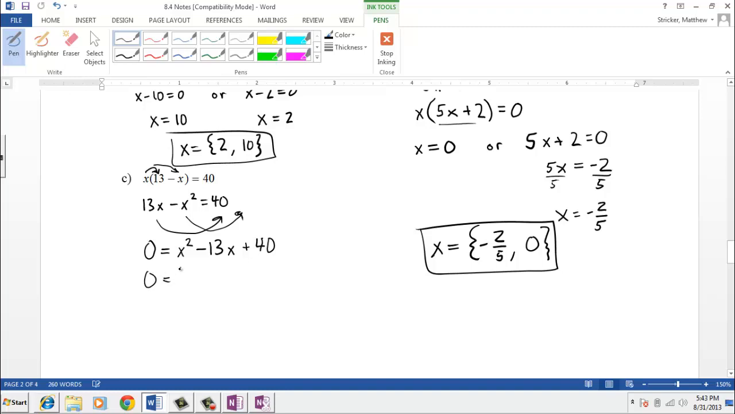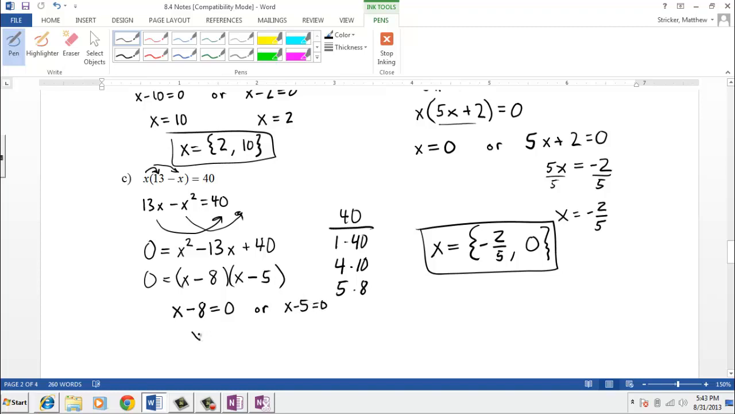And now we can go ahead and factor. x times x is x squared. Stuff that multiplies to give us 40, well, that's 1 times 40, probably not likely to use. We have 4 times 10, that doesn't add to give 13. How about 5 times 8? 5 plus 8 does give us 13. And since it's a negative 13, we need both of these to be negative. But now we can apply the zero factor property. x minus 8 equals 0, or x minus 5 equals 0, which means x equals 8, or x equals 5.